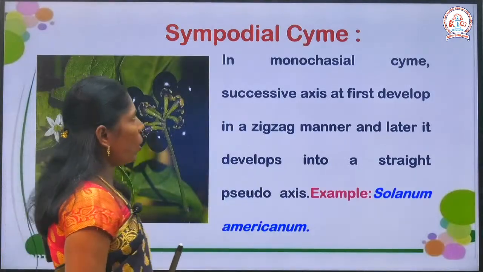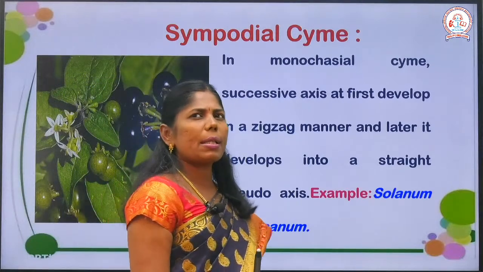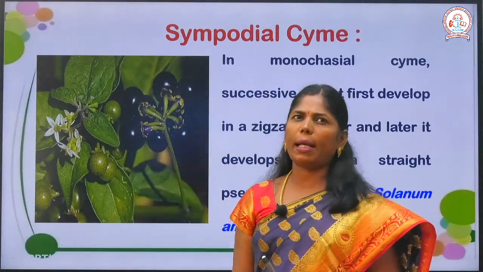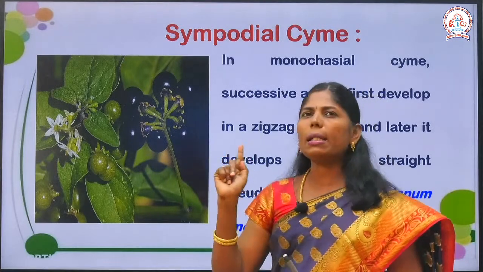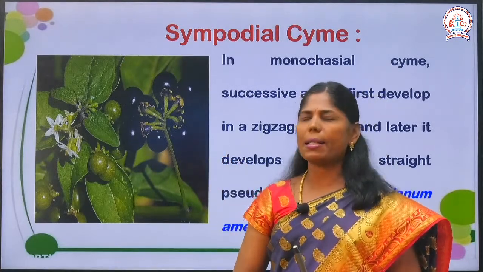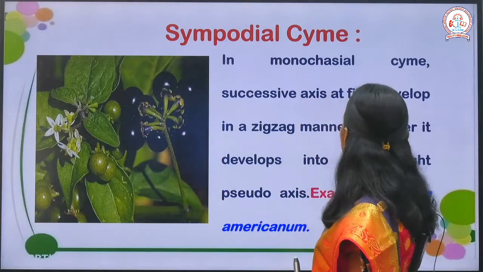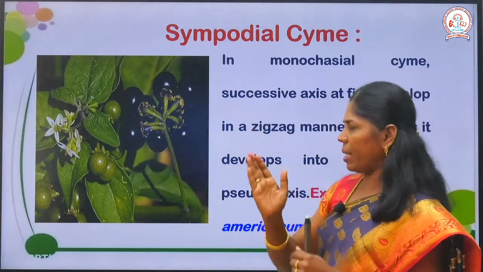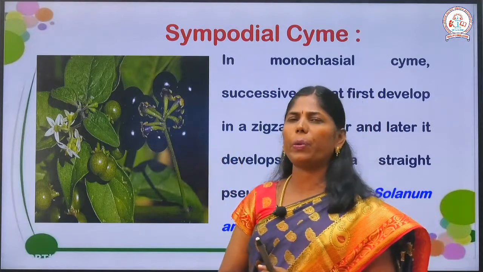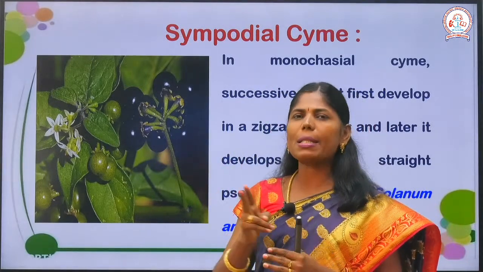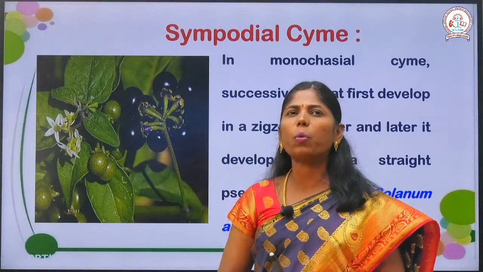Next one is a sympodial cyme. A sympodial cyme consists of the monochasial cyme. Monochasial cyme means each and every one has a single axis. Successive axes develop, first in a zigzag manner. We already saw that in the scorpioid manner, so if it goes in a zigzag like that, that is a sympodial cyme.